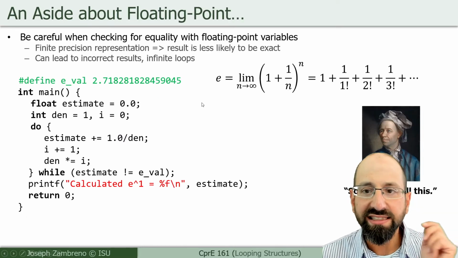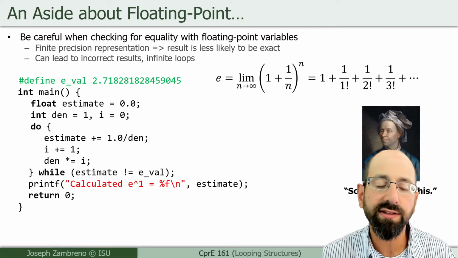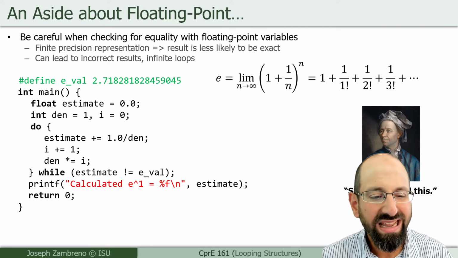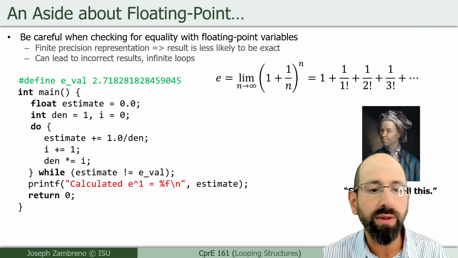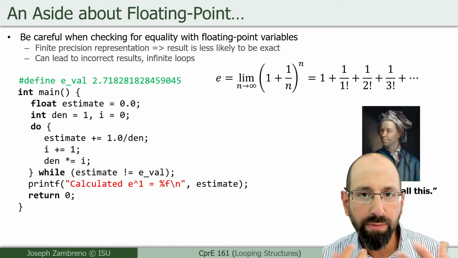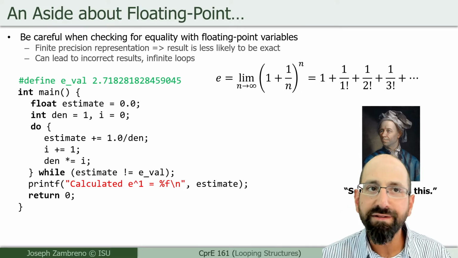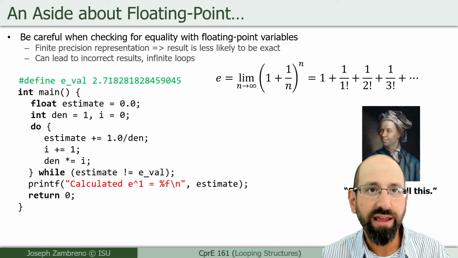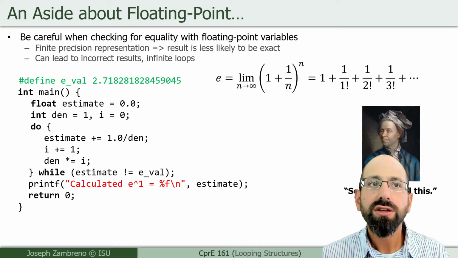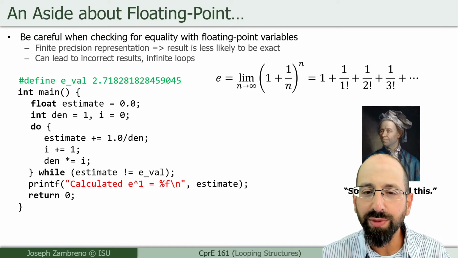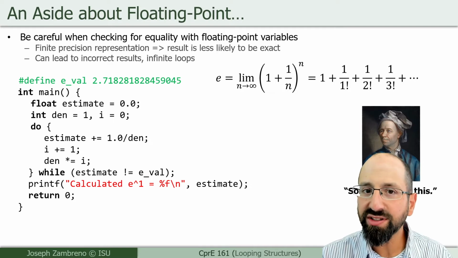A small aside about using floating point with our loops, which we don't do a ton of, at least early on in the semester. It's slightly less of an issue with if statements, but it would also be a bug there. We have floating point representation, either our regular floats or our double precision floats. There's still a finite representation, a finite number of bits to represent an infinite space of floating point numbers. So our result is less likely to be equal to something else. This can lead to incorrect results in infinite loops.